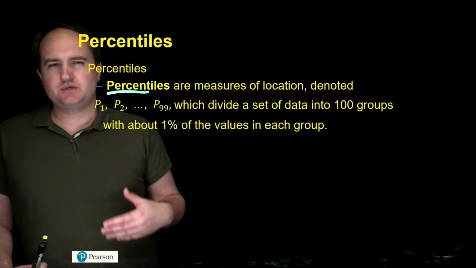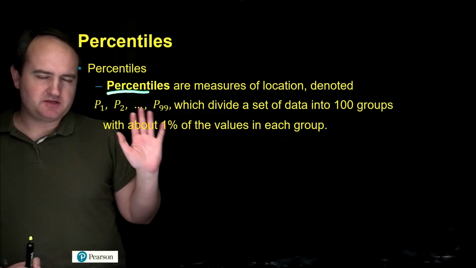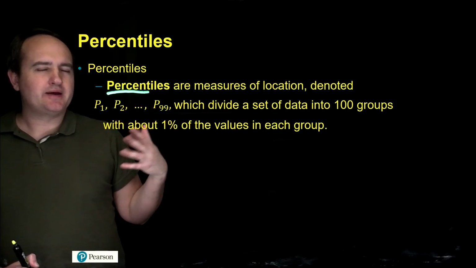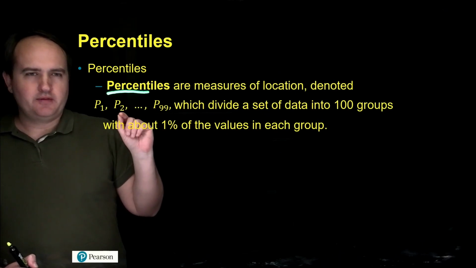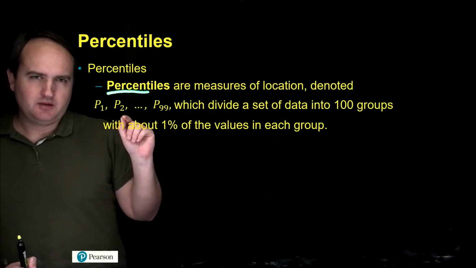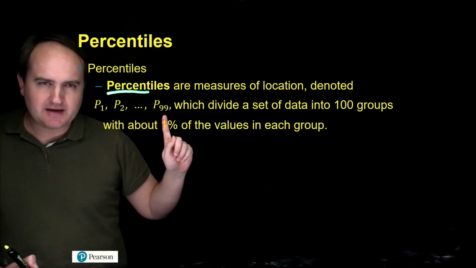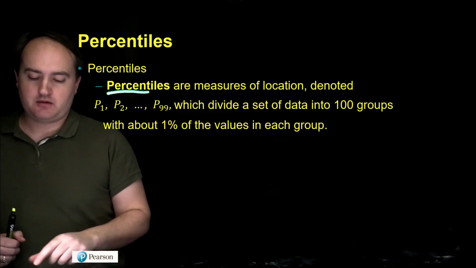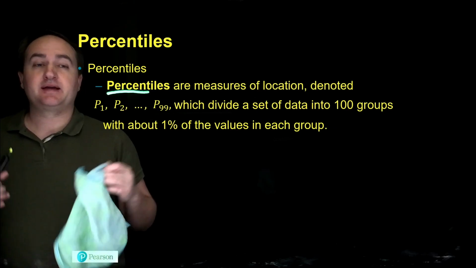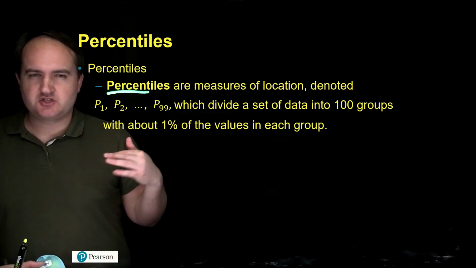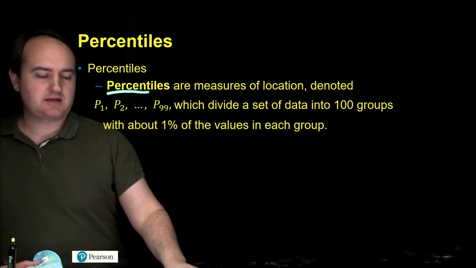Okay. Just think of them as percentages when you're trying to understand them. So the second percentile, think of that as like 2%. And the P99, the 99th percentile, think of that as like 99%. That should be a rough idea about what a percentile is.